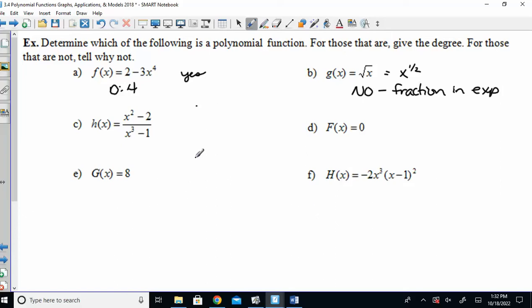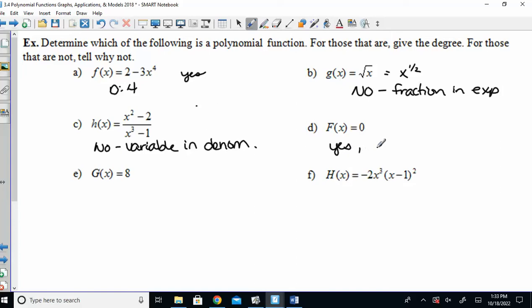Is this one going to be a polynomial? No. When you're dividing by x, that is kind of like a negative exponent. So this one is not because you have a variable in the denominator. You can't be dividing by x in a polynomial. Is this one a polynomial? Yeah, that one would work.